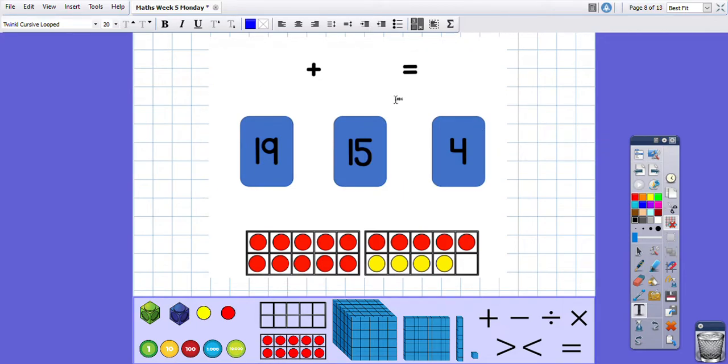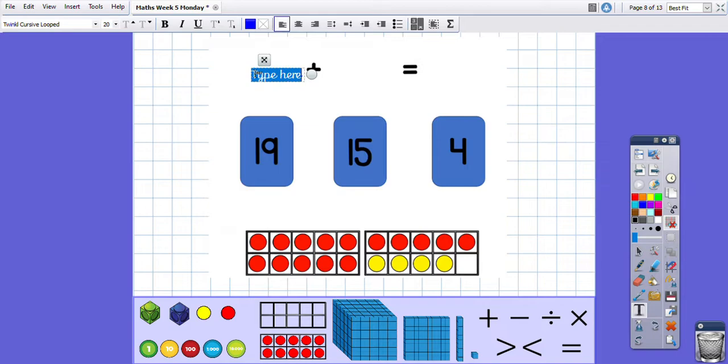Okay, I want you to use these number cards to write an addition sum that shows what my tens frames are representing, okay? You can write them on pieces of paper, you can use post-it notes, anything you want. Just write them on a piece of paper if you haven't got anything else, and just see if you can come up with a sum for my tens frame, and then I will show you the answer.